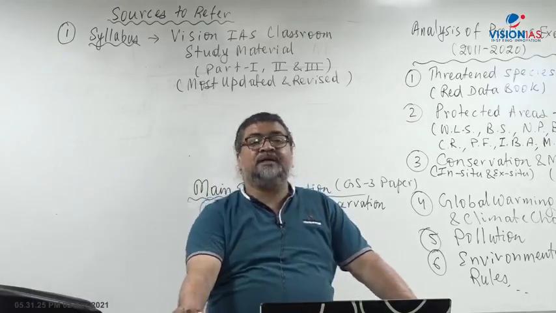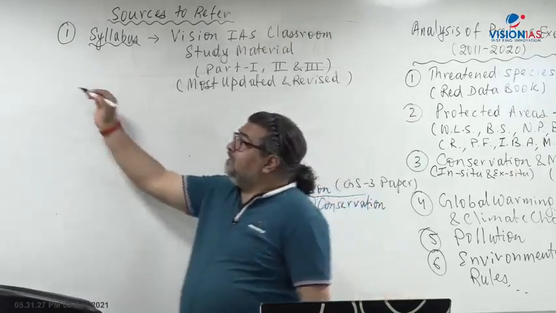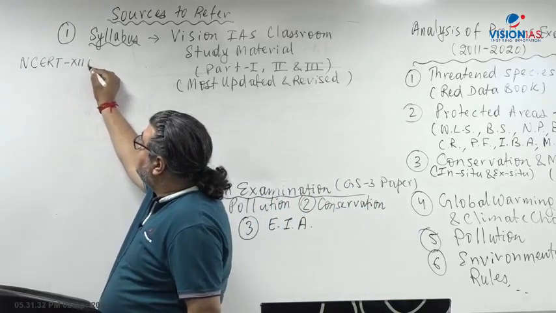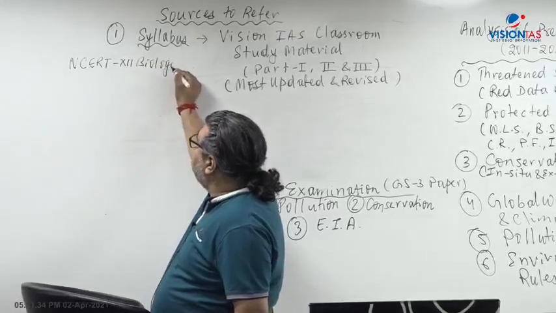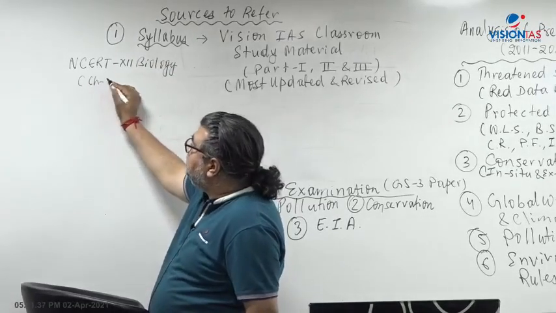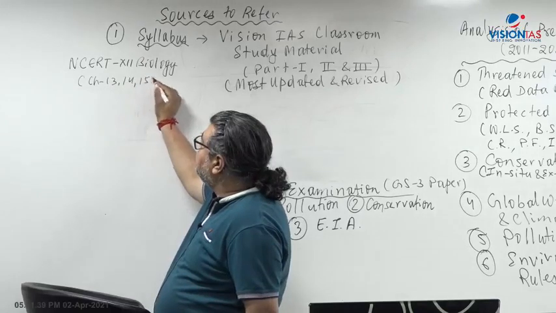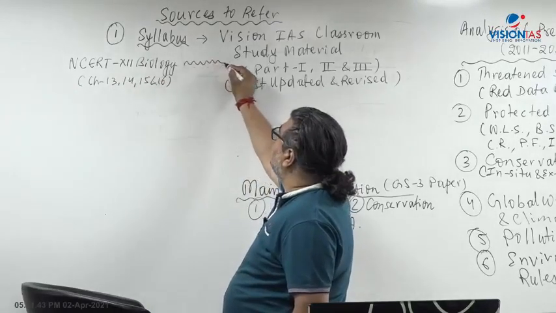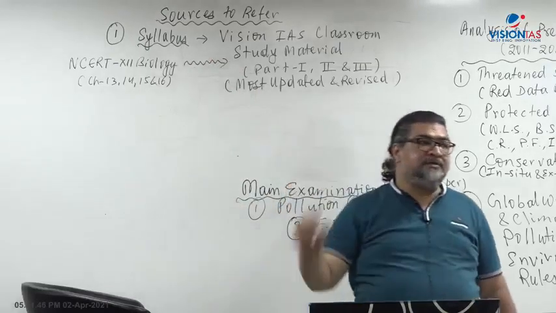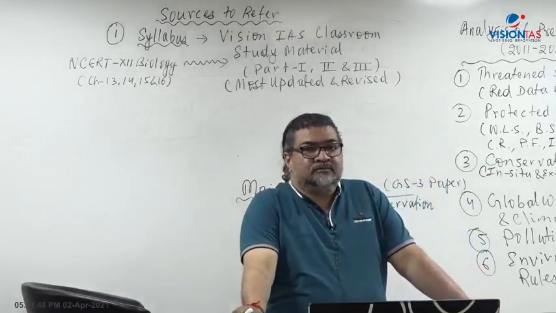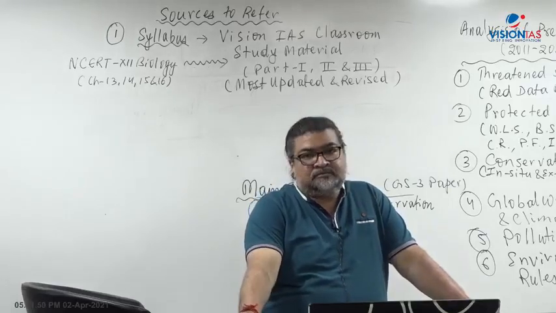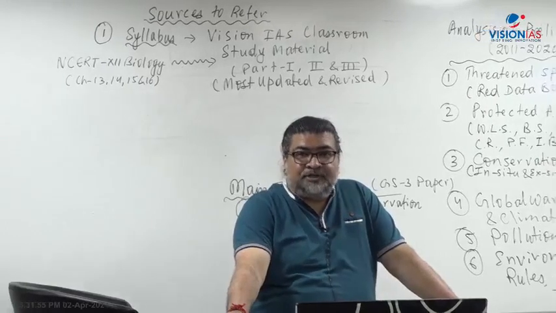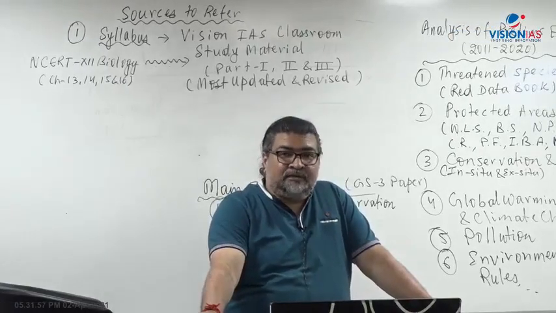When you talk about NCERT, in the NCERT class 12th biology book, you have the last unit, unit 10, with four chapters: chapters 13, 14, 15 and 16. Now this has been added to the syllabus. Even for this, you don't have to read the NCERT book.